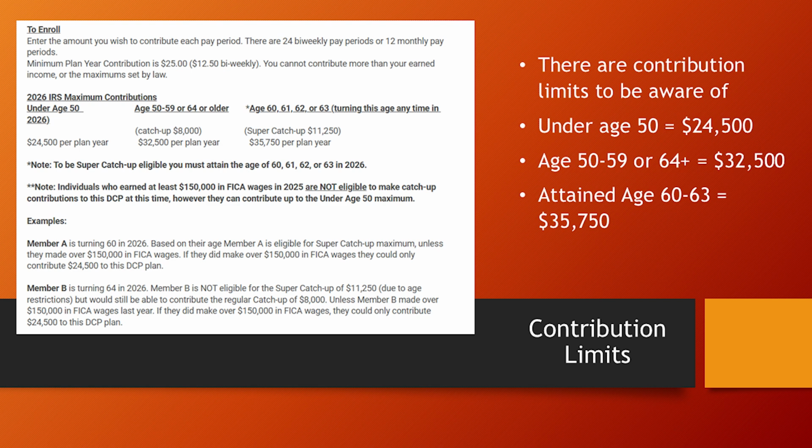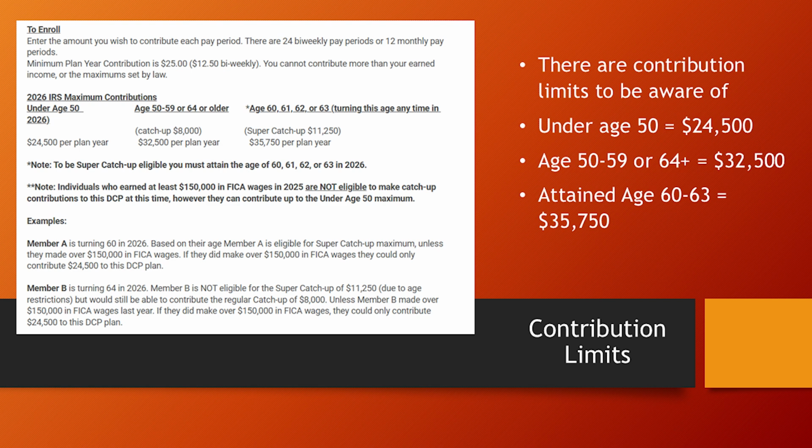For 2026, if you are under the age of 50, then you can contribute $24,500 to the DCP. When you are ages 50 to 59, or 64 and older, that increases by $8,000 to $32,500 per year. Finally, if you are turning the age of 60, 61, 62, or 63 during 2026, then you can contribute up to $35,750 to the DCP.